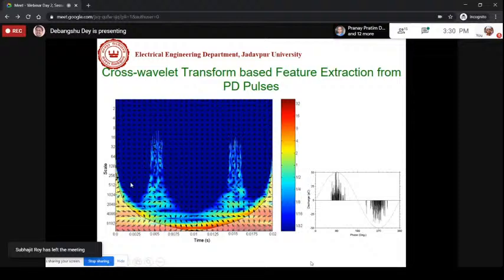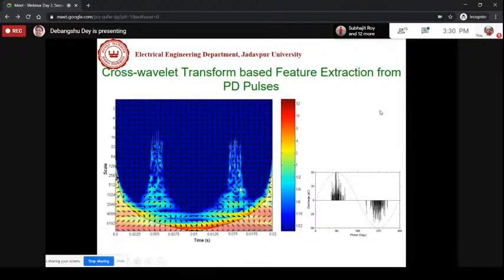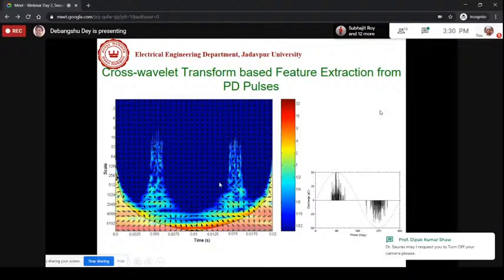That is why the application of the tool, the cross wavelet we have performed, gives us the correct indication. You can see in these regions the color changes. That means the correlation is established. So from this diagram, we can identify at which locations the PD pulses are occurring, or what is the nature of the PD pulses.